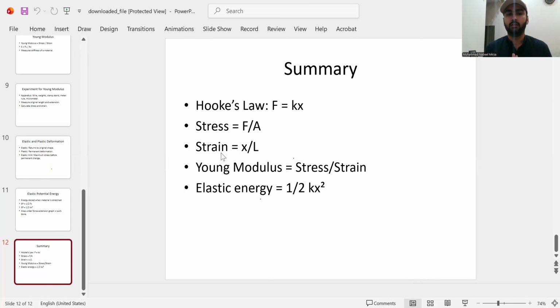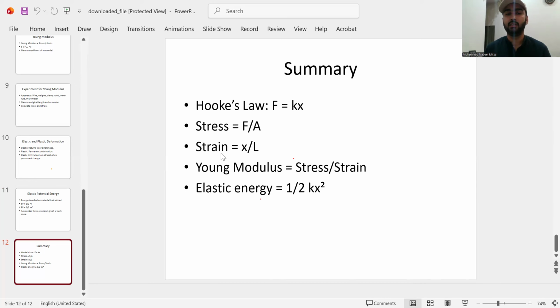And the next topic, Young modulus, in which we study the ratio between stress and strain. We find out the ratio of stress and strain. And the final and last topic we discussed in the deformation of solids is elastic energy: what is elastic potential energy, and what it is used for.